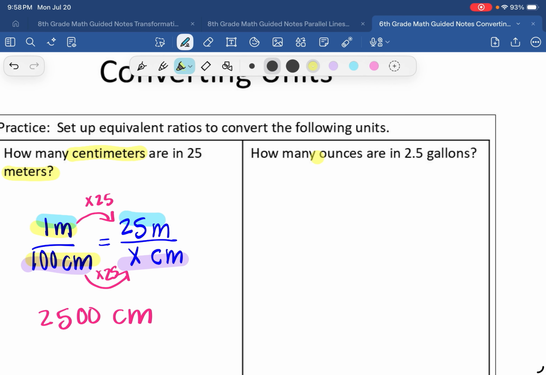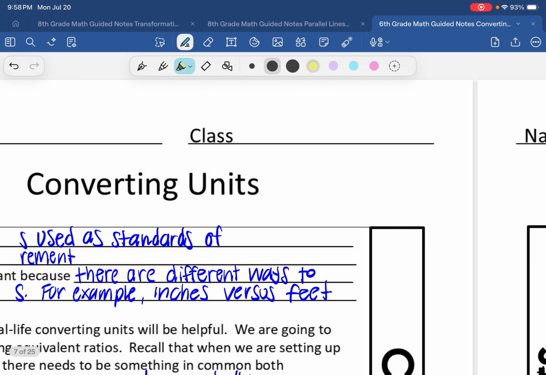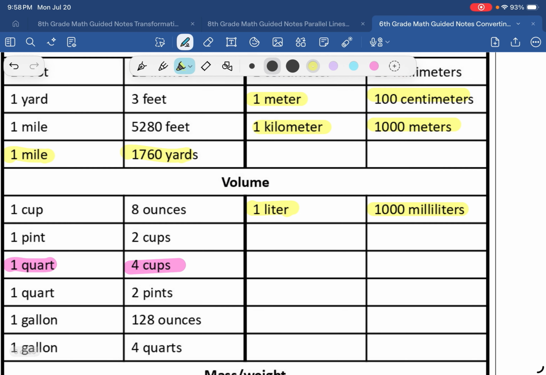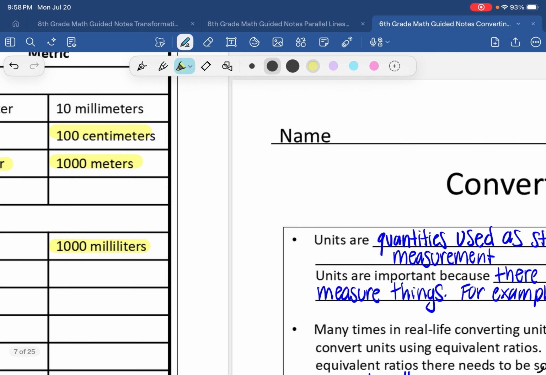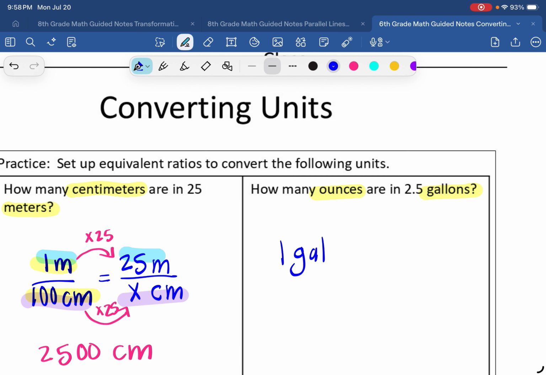How many ounces are in 2.5 gallons? So my units I'm converting are ounces to gallons. So I'm going to go back and look. That is a volume. So I have 1 gallon is 128 ounces. That's my conversion ratio.